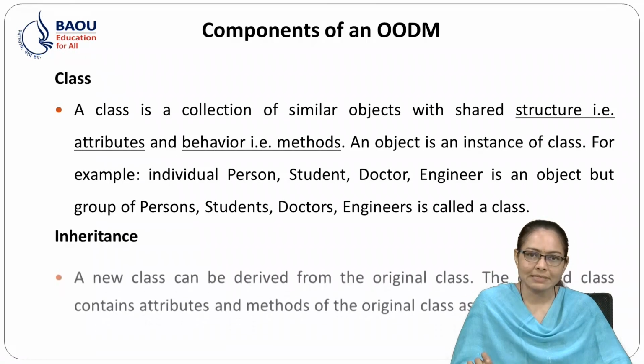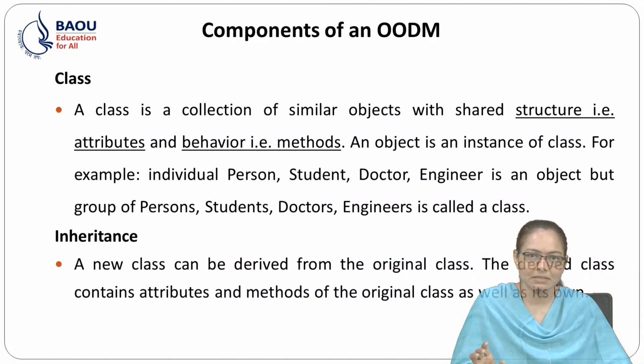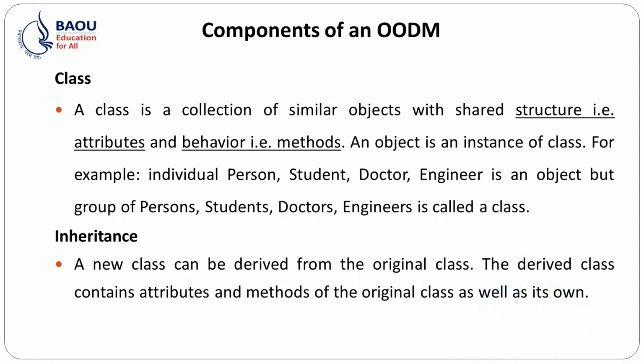Now the next is inheritance. What is inheritance? A new class can be derived from the original class, and the derived class contains the attributes and methods of the original class as well as its own. This is called the parent and child relationship, and the child class is derived from the parent class.